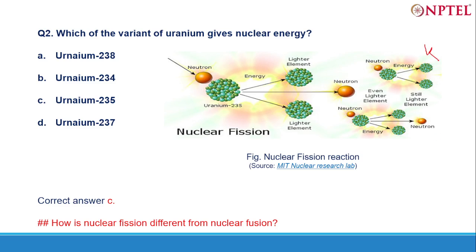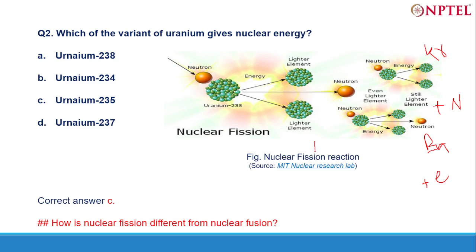Krypton plus barium, plus neutrons, plus energy. So this is the whole scenario of a nuclear fission reaction.